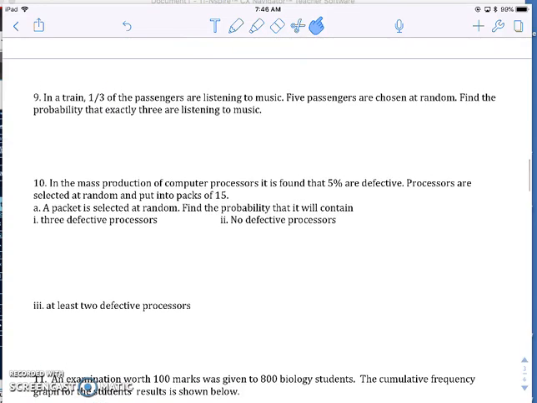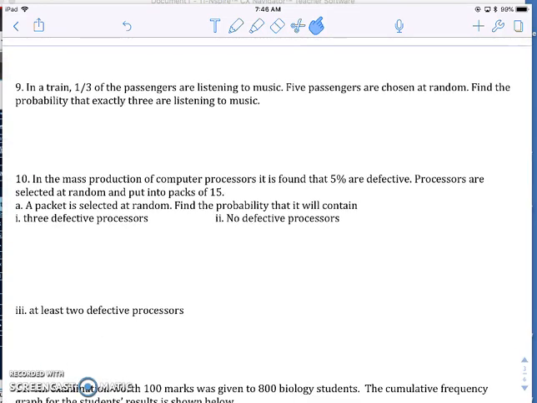Third page here. In a train, 1/3 of passengers are listening to music. 5 passengers are chosen at random. Find the probability that exactly 3 are listening to music. So this is that binomial probability, and this one would be a PDF.